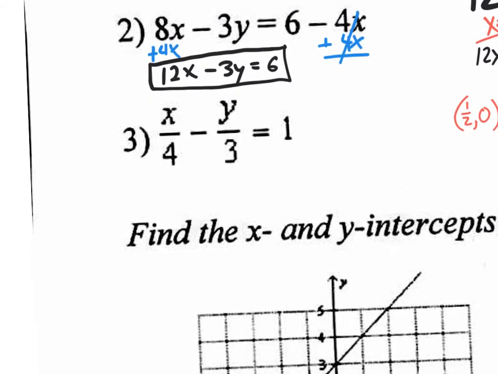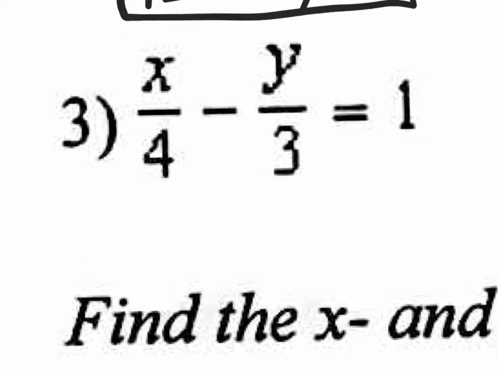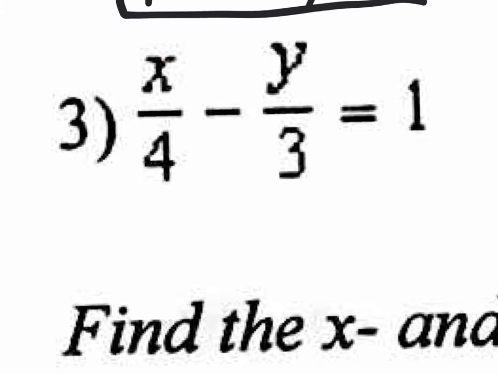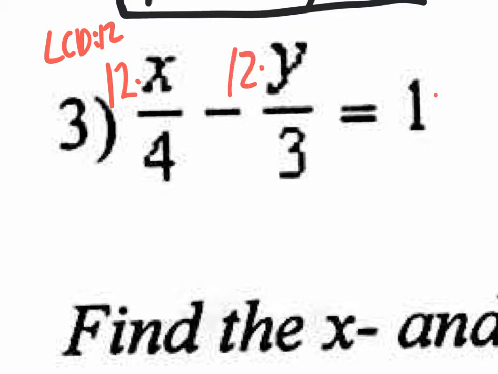Moving on to number 3. It does have the x's and the y's on the left side of the equal sign, but you want to get rid of the fractions. So we have to multiply everything by the LCD, or we could get rid of one fraction at a time. So the LCD is 12. So if we multiply everything by 12, this times 12, this times 12, and this times 12, everything by 12.